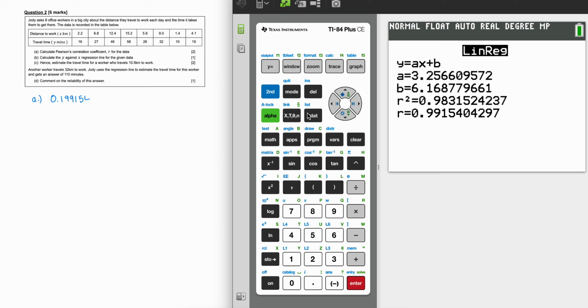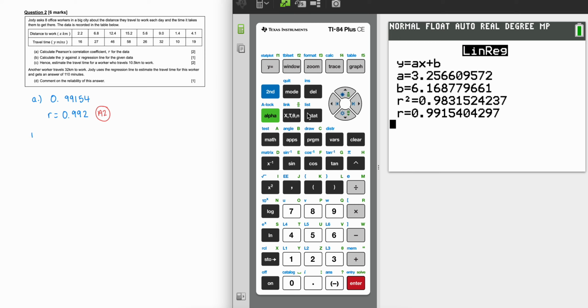0.99154, and to 3 significant figures, that would be 0.991 or 992 to 3 significant figures. So for that first part, it's out of 2 marks, and there are 2 marks there for the answer. So you're just using your calculator.